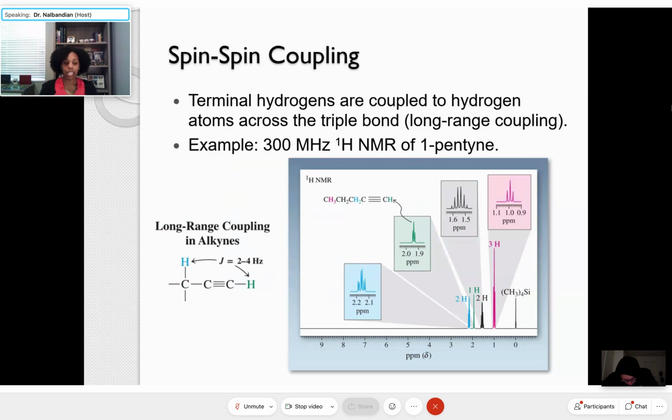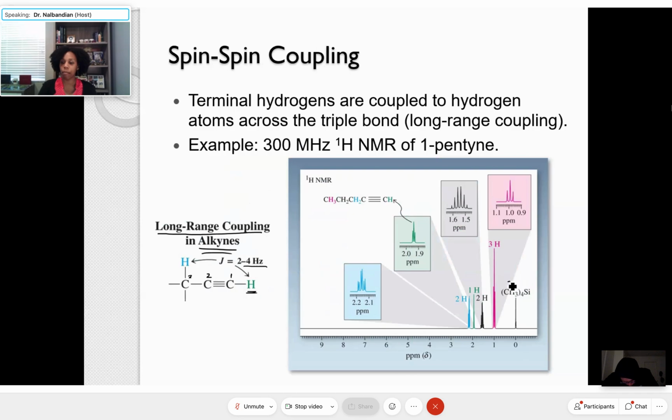So the next thing that we need to talk about here, though, is that we get this long-range coupling for alkynes. You see this on your sheet. So we get this long-range coupling. The long-range coupling is just 2 to 4 hertz, but it's between the hydrogen of a terminal alkyne and any hydrogens on the carbons 3 carbons away.